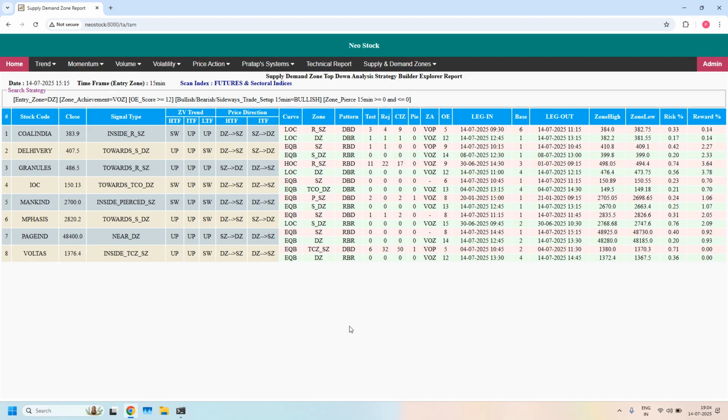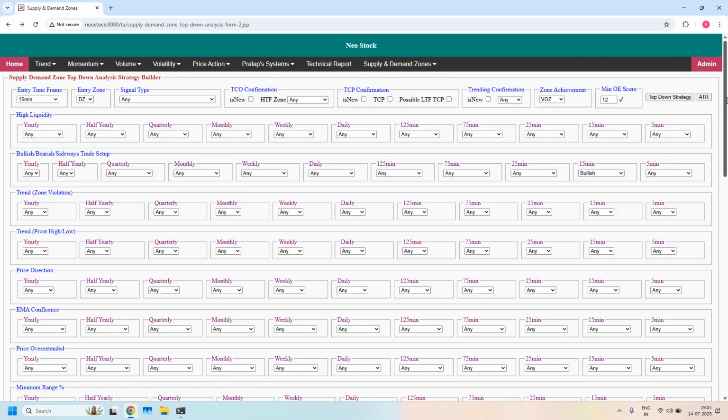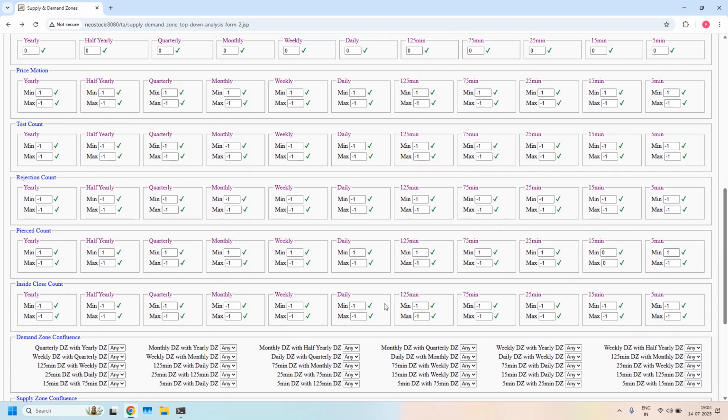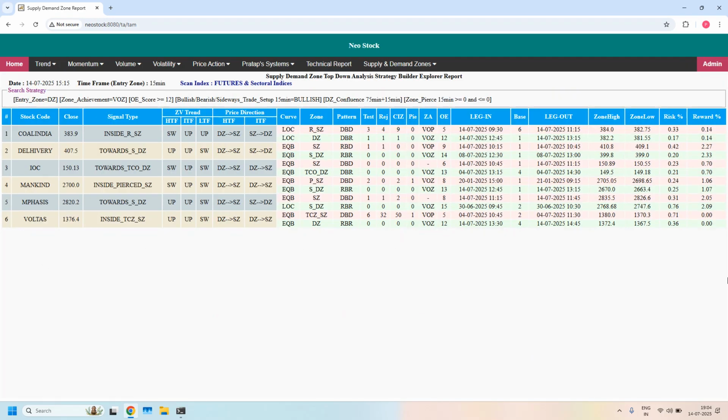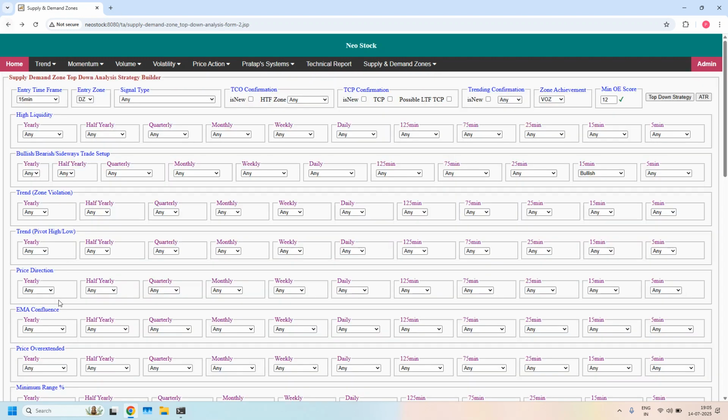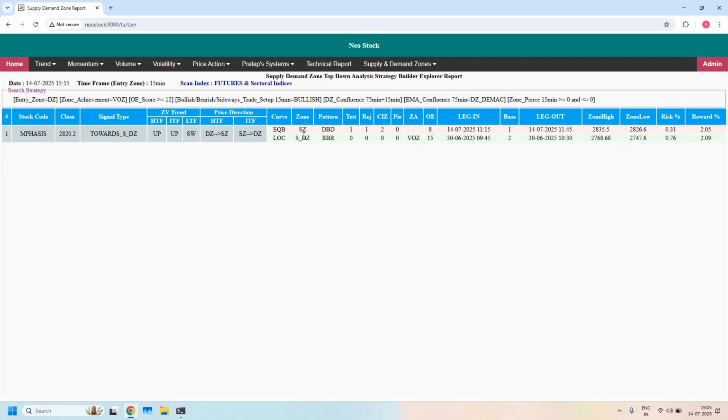how many are having more high probability to get success? That we will filter based on 15 minutes and 75 minutes demand zone confluence. We got 6 stocks. In all these 6, the 75 minutes trend is up. Let us further filter based on 75 minutes demand zone with daily EMA confluence. We got 1 stock. That way, this one 15 minutes demand zone might be having more high probability to get success.